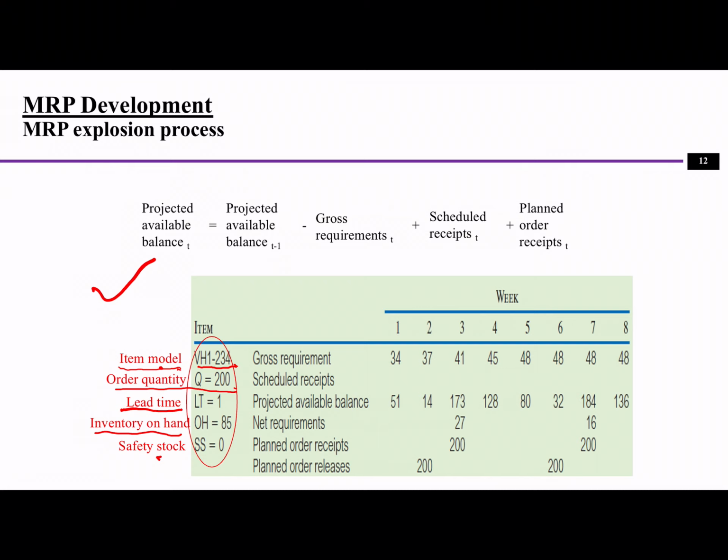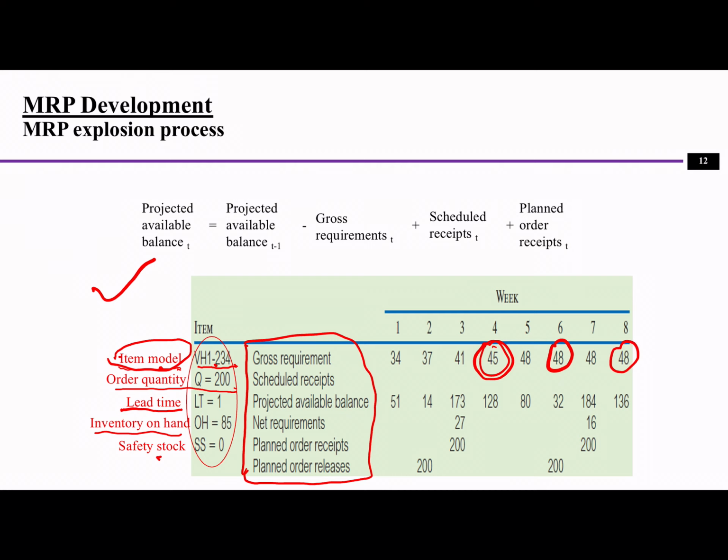All right. So next, let's look at this column of items. The first means gross requirement. Gross requirement means at a certain time, what is the required quantity for this model, for this item? For example, week 4, I need 45 VH1 234s, right? I need this amount. And week 6, I need 48 of these parts. And week 8, I have 48 of this part, right?